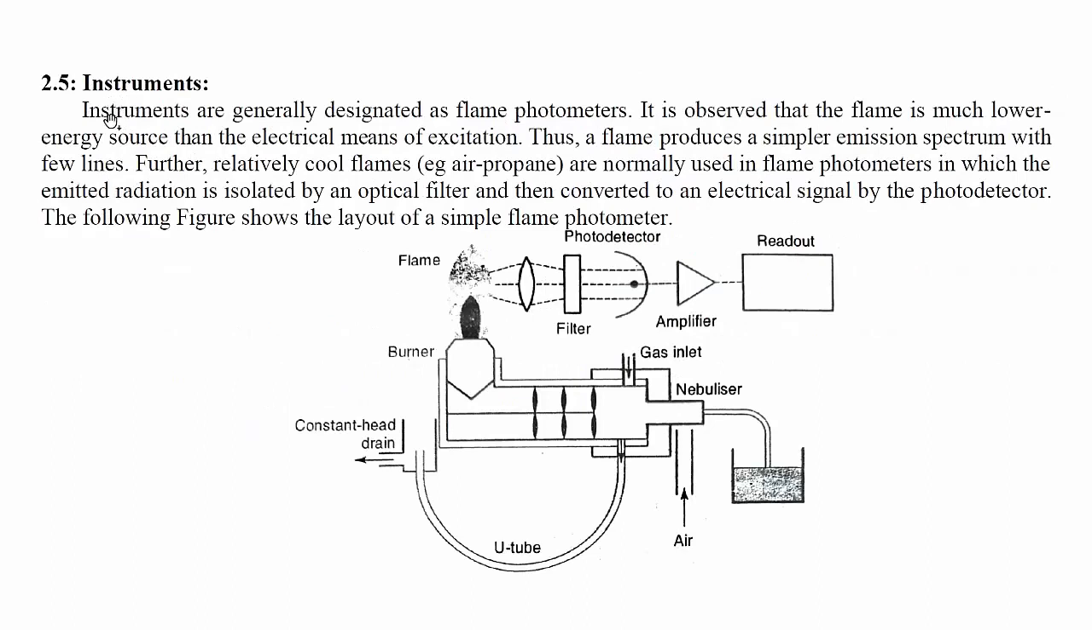2.5 Instruments. Instruments are generally designated as flame photometers. It is observed that the flame is a much lower energy source than the electrical means of excitation. Thus, a flame produces a simpler emission spectrum with few lines. Further, relatively cool flames, e.g. air propane, are normally used in flame photometers in which the emitted radiation is isolated by an optical filter and then converted to an electrical signal by the photodetector. The following figure shows the layout of a simple flame photometer.